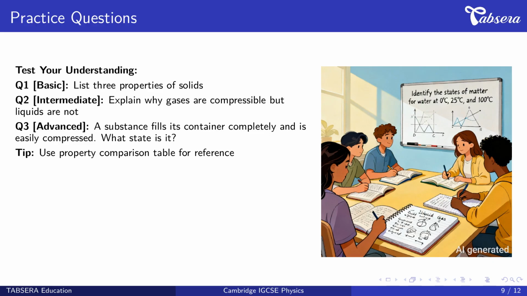Question 3 is advanced. The question is, a substance fills its container completely and is easily compressed. What state is it? This tests your analytical skills in identifying states from properties. For all questions, use the property comparison table as reference. Write your answers now before looking at the solutions.